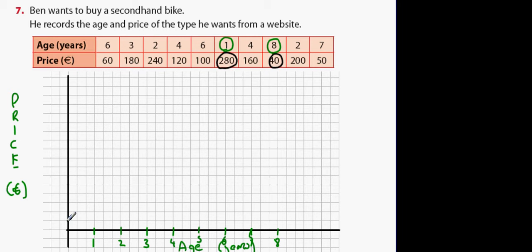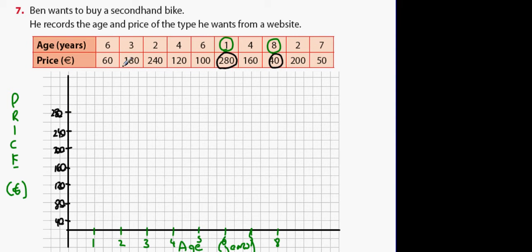I'm going to start off at 40. Every two blocks is worth 40. There's no point in putting them all in. So 40, 80, 120, 160, 200, 240, and then this here is going to be 280. Now, what we have to do is start writing the points in.